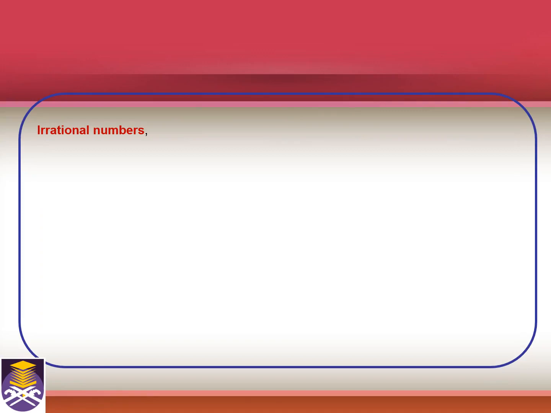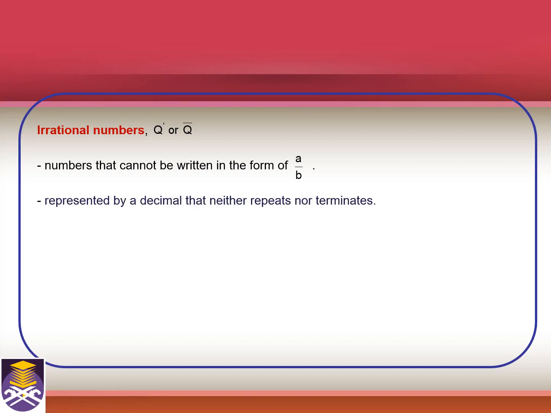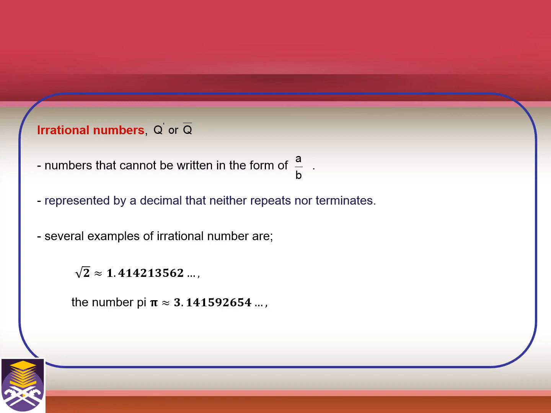Let us now look at irrational numbers with the symbol Q prime or Q bar. Irrational numbers are numbers that cannot be written in the form of a fraction a over b, represented by decimal that neither repeats nor terminates. Several examples of irrational numbers are square root of 2, which is equal to 1.41421356, and the decimal will go on and on and on. The number pi and Euler's number e. As we can see here, the decimal form of it neither terminates nor exhibits a clear pattern.